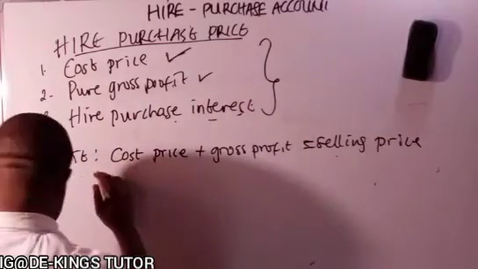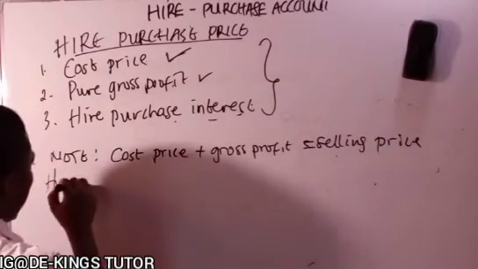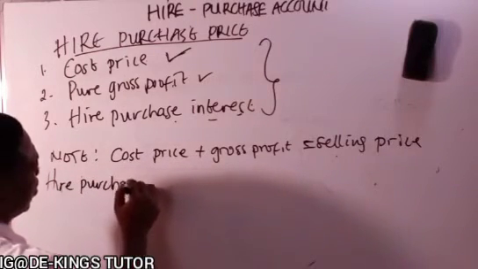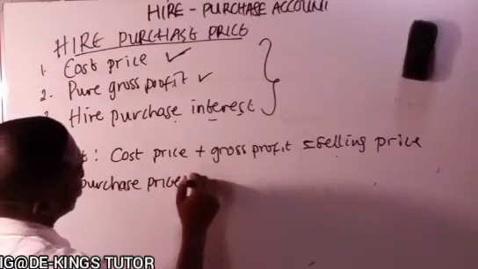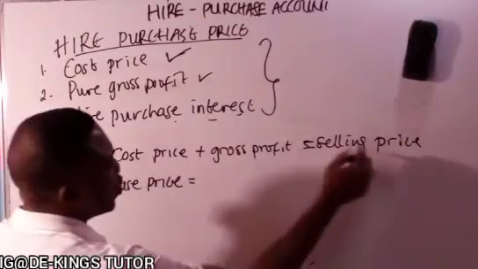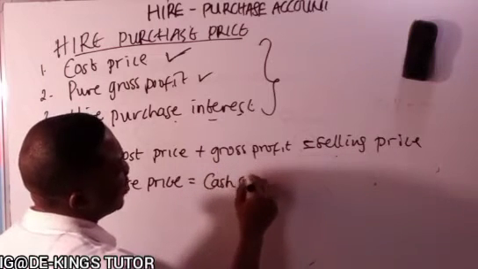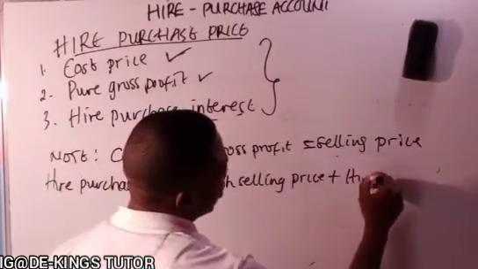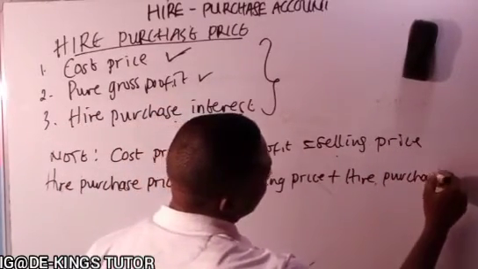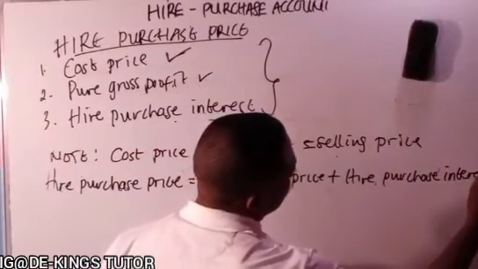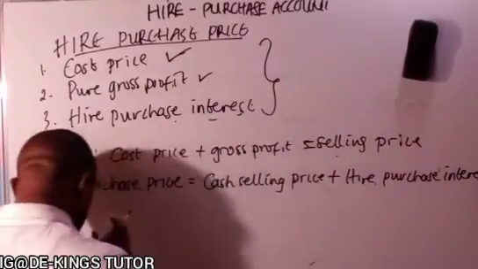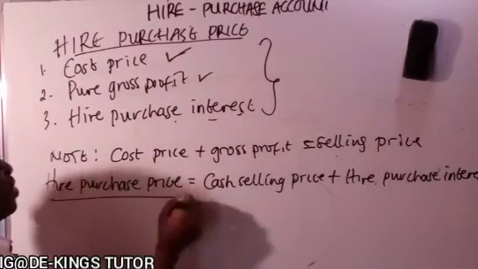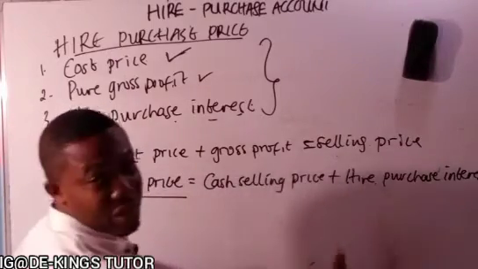Also note that the hire purchase price is equal to the cash selling price plus hire purchase interest. The cash selling price plus hire purchase interest. So hire purchase price is equal to the selling price plus what? The interest. I said that before.